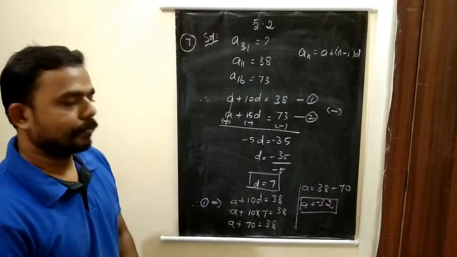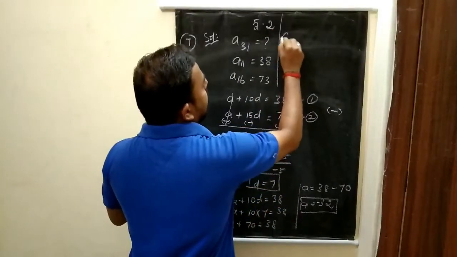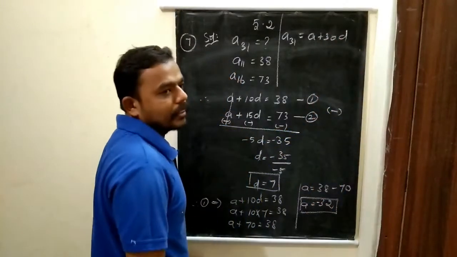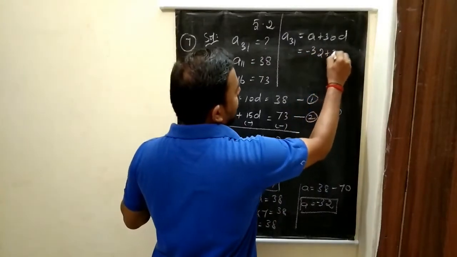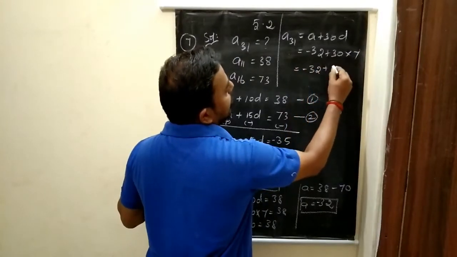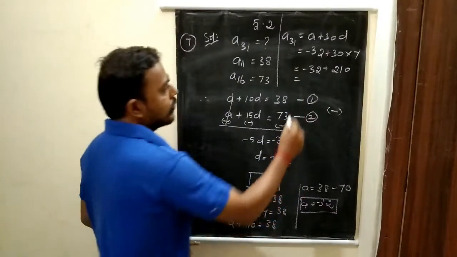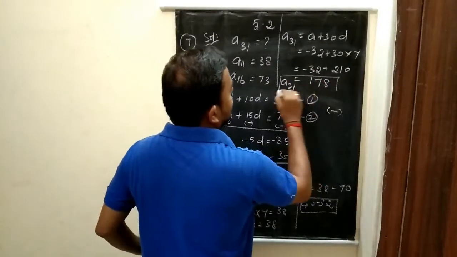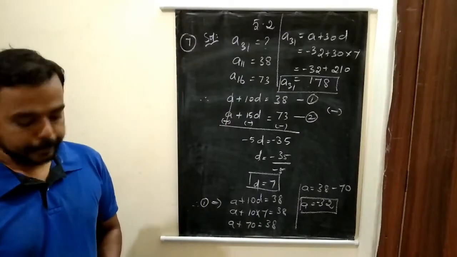So therefore A31 equals a plus 30d. That is minus 32 plus 30 into 7. Three 7s are 21, so 210. After subtraction we get 178. So A31 equals 178. This is the answer for the seventh question.